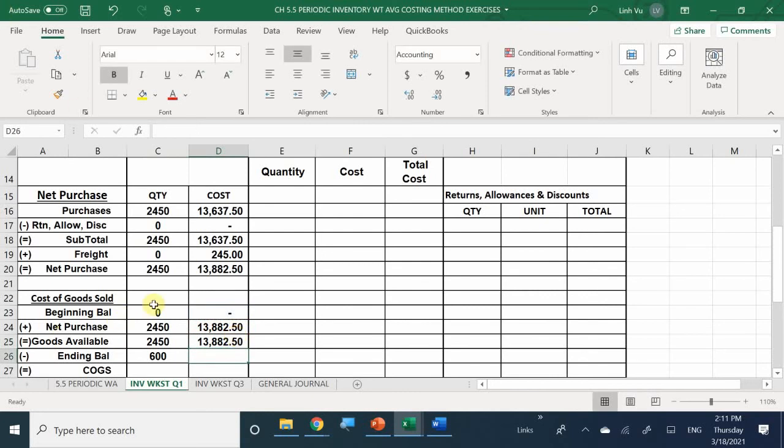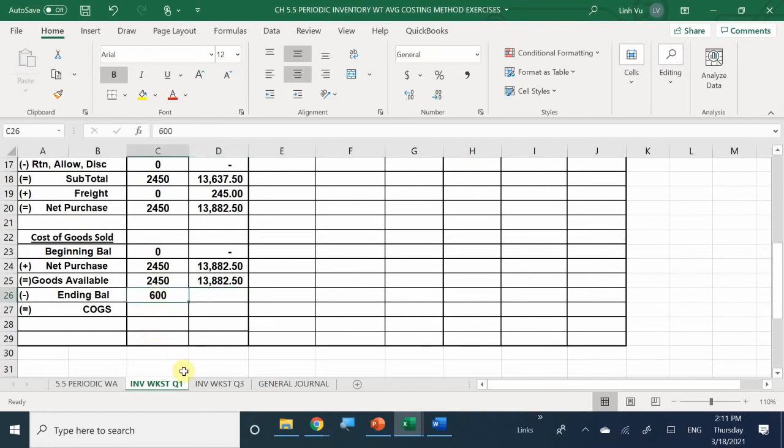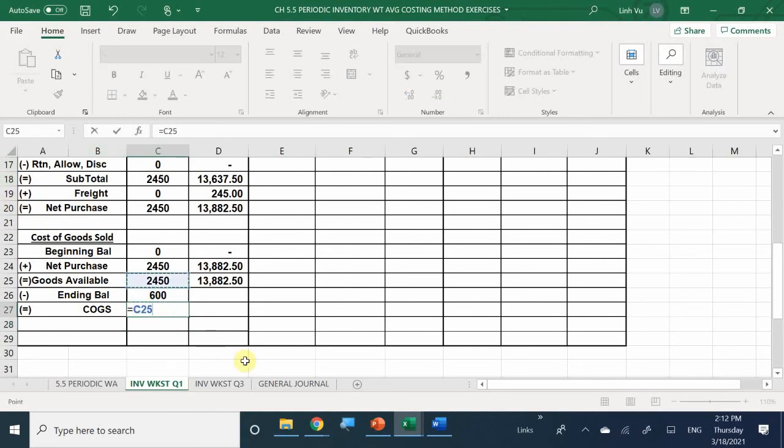So I've already given the context that I have 600 items left in inventory. So how much did I sell? 1,850. So here you have two choices. You want to solve for ending inventory, or you want to solve for the cost of goods. What was the formula that you used for cost of goods? I just took my goods available, subtract my ending inventory. Okay. That gives you your cost of goods sold.